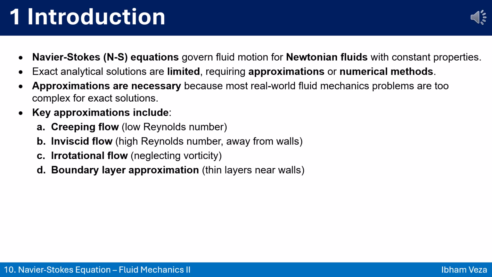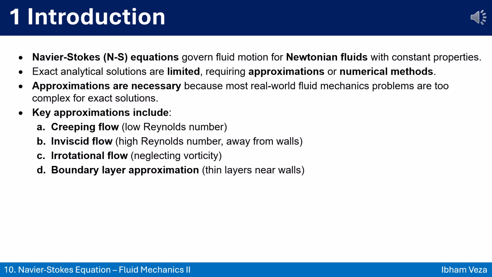Exact solutions exist for only a handful of idealized cases. In real life, we rely on simplifications and numerical models to make progress. We introduce 4 common approximations to reduce this complexity. Creeping flow applies when inertia is negligible compared to viscosity. Think of honey slowly moving through a pipe.